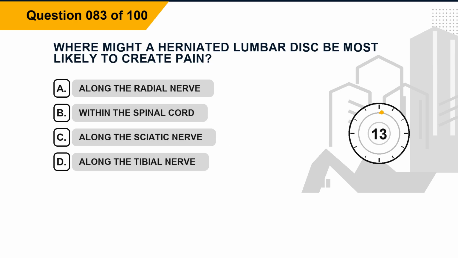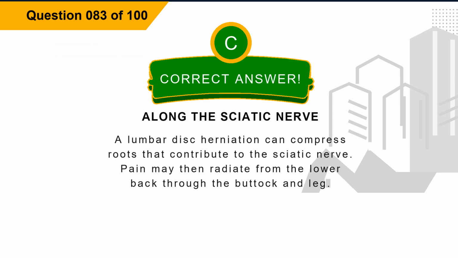Question 83. Where might a herniated lumbar disc be most likely to create pain? Option A, along the radial nerve. Option B, within the spinal cord. Option C, along the sciatic nerve. Option D, along the tibial nerve. The correct answer is option C, along the sciatic nerve. Explanation. A lumbar disc herniation can compress roots that contribute to the sciatic nerve. Pain may then radiate from the lower back through the buttock and leg.